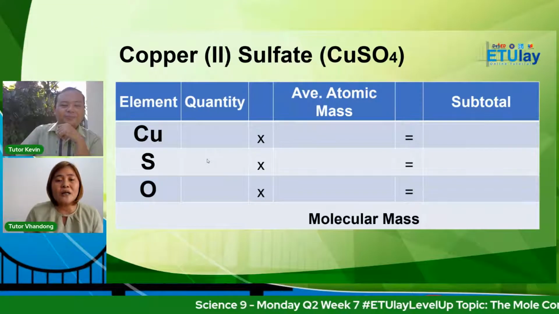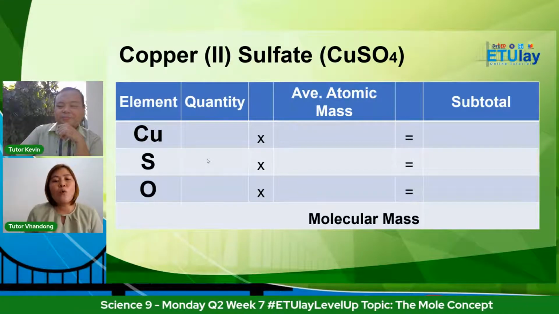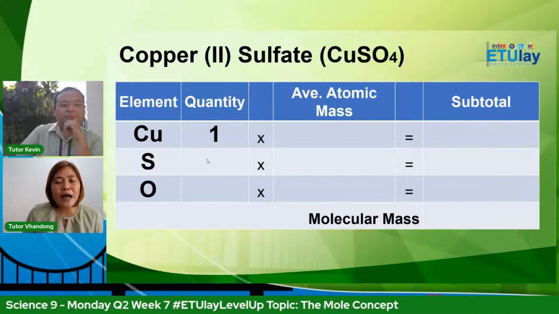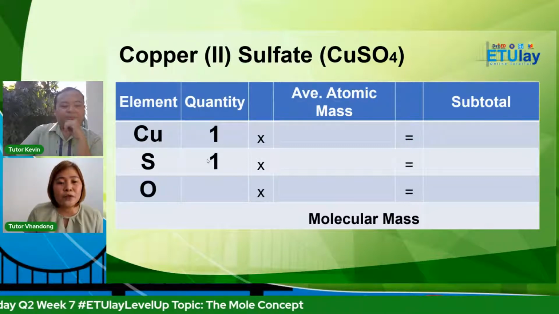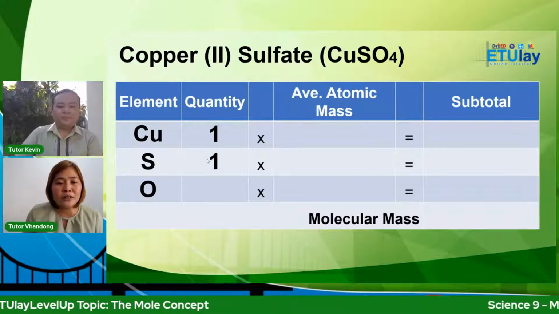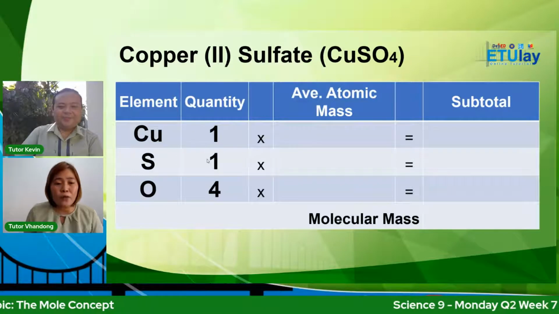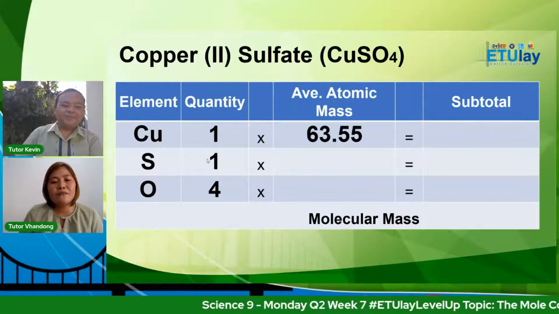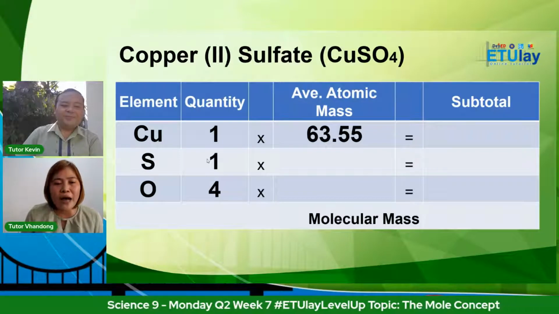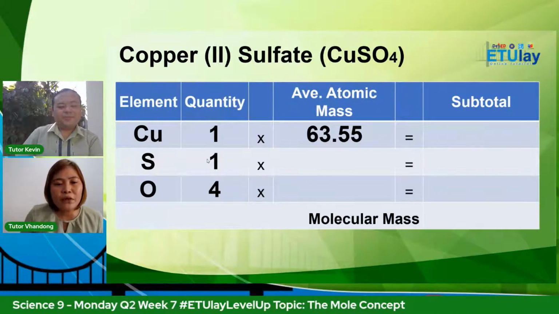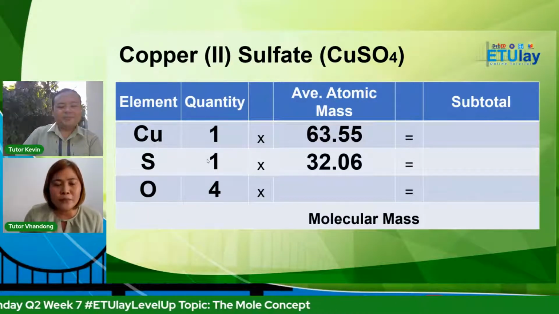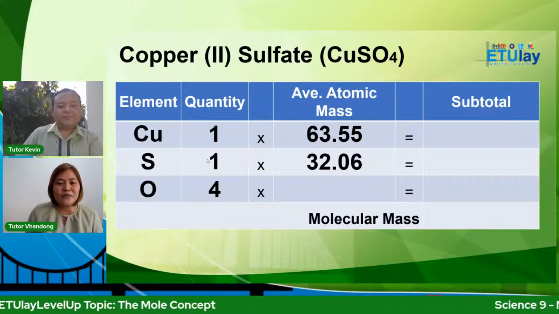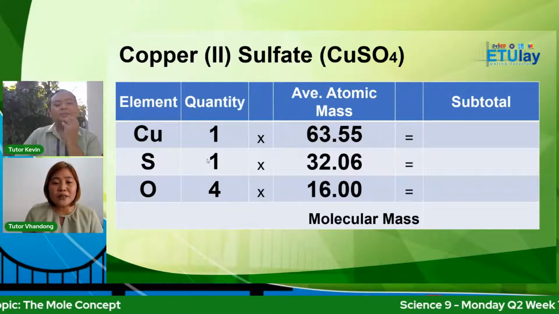The quantity based on the formula: 1 copper atom, 1 for sulfur, and 4 for oxygen. Using the periodic table, for copper we have 63.55, for sulfur 32.06, and for oxygen 16.00.